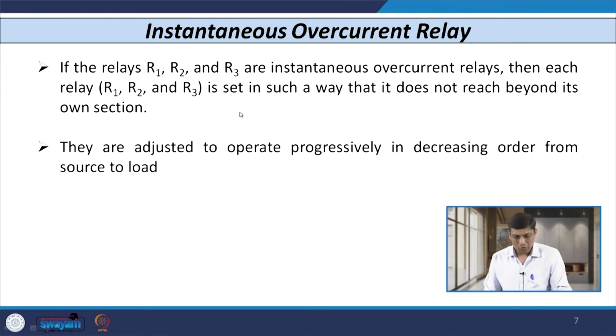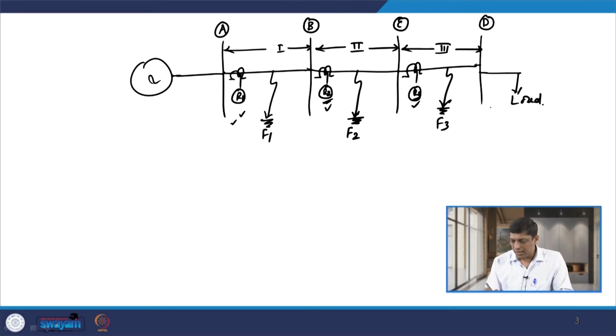So, with this background, all these three relays are instantaneous overcurrent relays and they are adjusted to operate progressively in the order from, let us say, the load to source. What it means is that if any fault occurs here, then the first relay has to operate, that is relay R3. So, we have to coordinate relay R3 with relay R2, because relay R2 will operate after the operation of relay R3. Similarly, relay R1 will operate after the operation of relay R2 and relay R3.